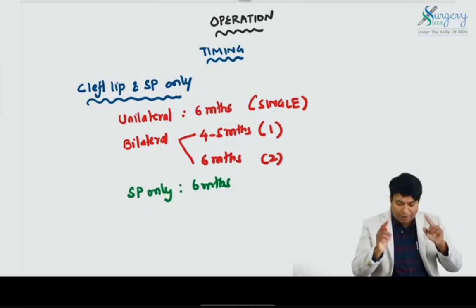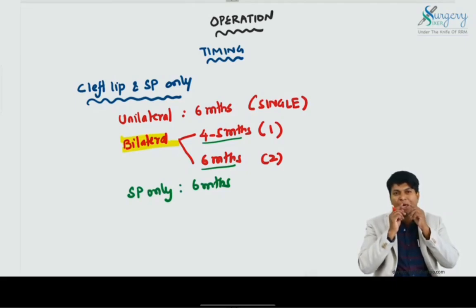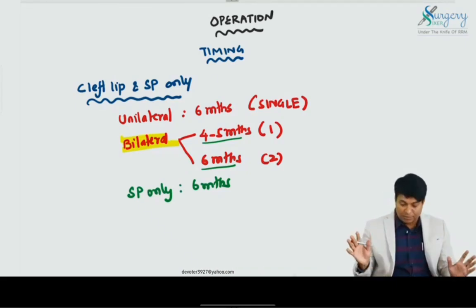Bilateral cleft lip and bilateral soft palate, one operation at 4 to 5 months, another operation at 6 months. Whenever there is bilateral, we should do 2 operations because we cannot operate both sides at the same time. The baby cannot even swallow milk on one side, so we have to operate 2 times. Bilateral cases need 2 surgeries.